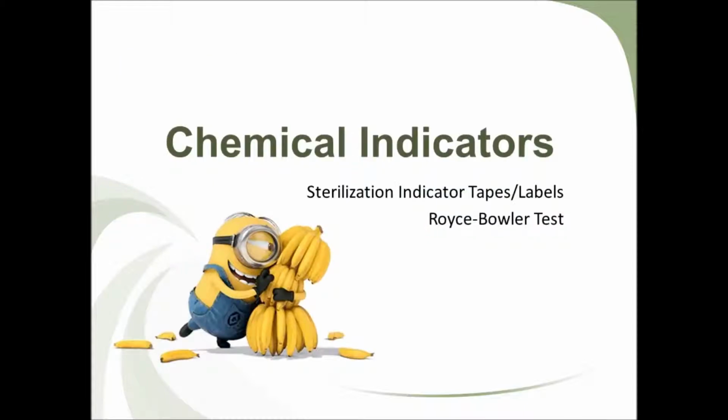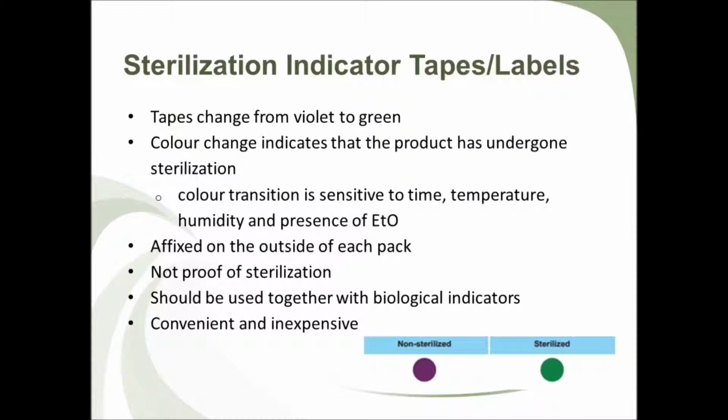Next, we will be discussing chemical indicators in ethylene oxide sterilization. The most common chemical indicator used is sterilization indicator tapes or labels. Under adequate exposure of sterilization conditions, the tapes will change from violet to green. Color change indicates that the product has been exposed to the ETO sterilization process, but cannot prove that the product is sterile. The violet to green color transition is sensitive to time, temperature, humidity, and presence of ETO.